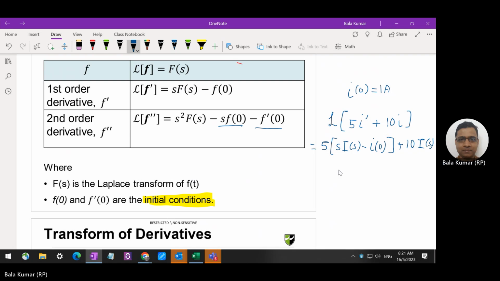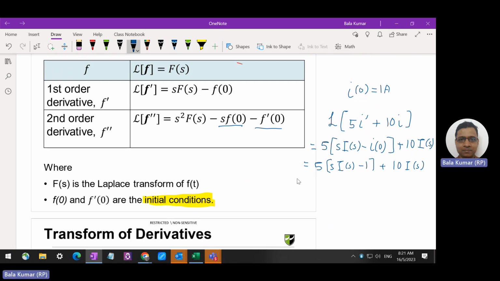I(s). Now we can replace the initial condition. Initial condition is 1, so we can just replace it. This becomes 5 times (s I(s) minus 1) plus 10 I(s). And here we have actually completed the transformation. We have transformed these derivatives into Laplace domain, S domain.